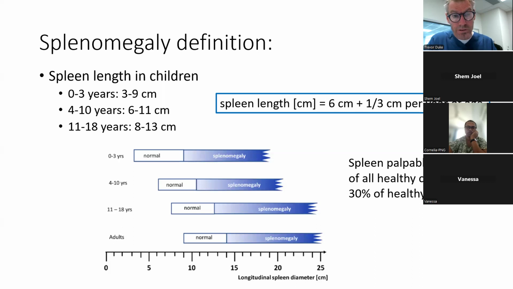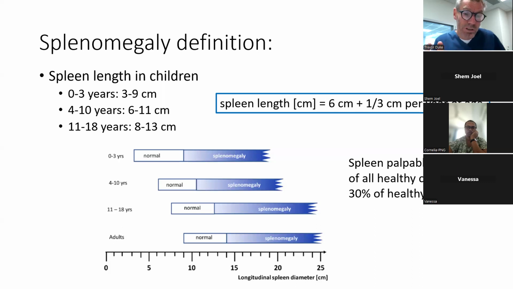The normal spleen size for children up to the age of 3 is up to 9 centimeters. The normal spleen size for between 4 and 10 years is somewhere between 6 and 11 centimeters. And the normal spleen size in an adolescent is somewhere between 8 and 13 centimeters. The upper limit of normal for adults is 14 centimeters. And so there is an algorithm that you can use: the spleen length is 6 centimeters plus 1/3 of a centimeter per year of age. So if you just work out what the age of the child is, then it's that times 1/3 plus 6 centimeters. That will be the upper limit of normal.